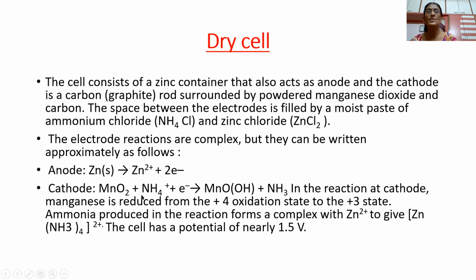The cathode reaction is important, it can come in boards. And then what are the anode, cathode, electrolyte and the dry cell, that can be asked.